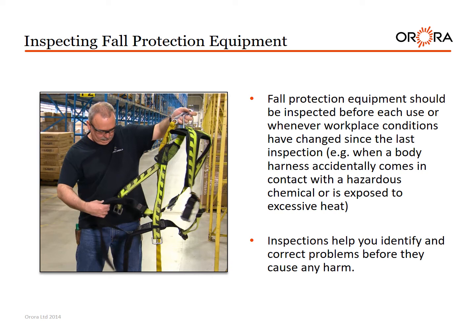Inspecting fall protection equipment. Fall protection equipment should be inspected before each use or whenever workplace conditions have changed since the last inspection. Example: when a body harness accidentally comes into contact with a hazardous chemical or is exposed to excessive heat. Inspections help you identify and correct problems before they cause any harm.